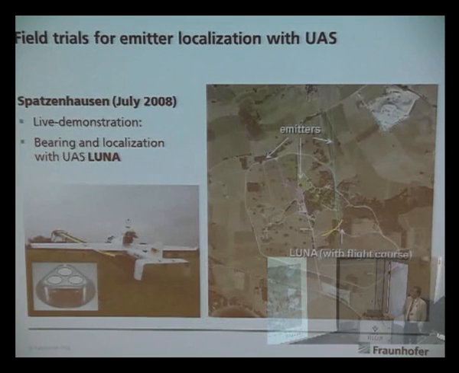Here you see experiments we have done last year in Spatzenhausen. That's a proving ground in Germany. The military people have hidden here 3 emitters in the ground, and the Luna had to fly and had to localize them during flight. I would like to show you this movie. So that means here fusion means to collect bearings.